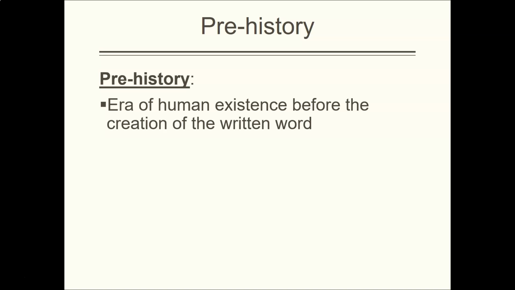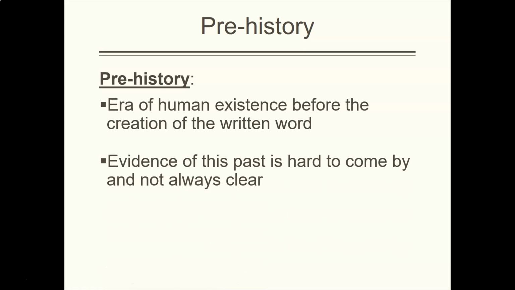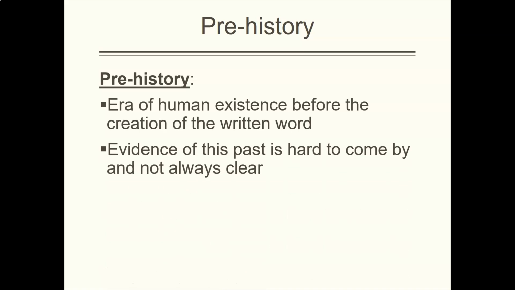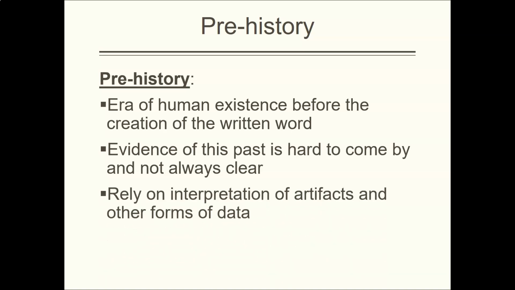This is before this. What this means is it makes learning about the past here hard, because evidence is hard to come by and it's not always clear. So what do we have to do as trained historians, archaeologists, anthropologists? Rely on our interpretation of artifacts and other forms of data. And so what this means is that our knowledge of the past is always changing. And that shouldn't be a surprise. We're always learning more things about the past. People say, oh, how could history change? Well, it does. Our understanding of history changes is what we mean when we say that, right?